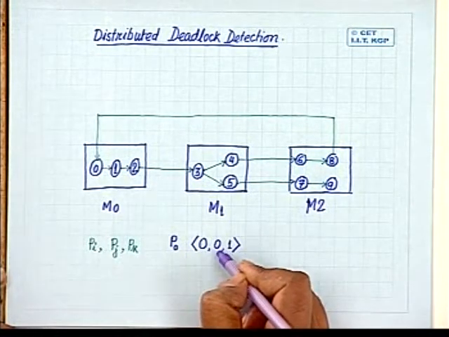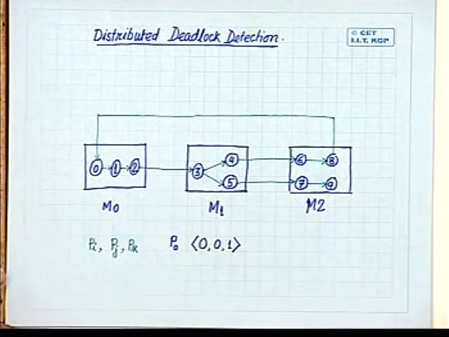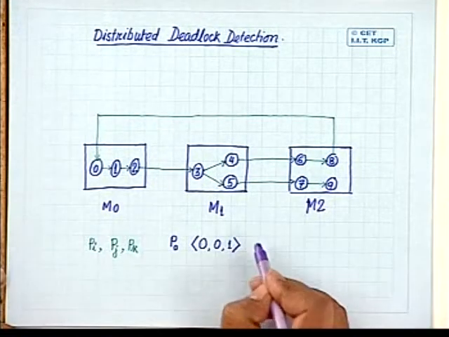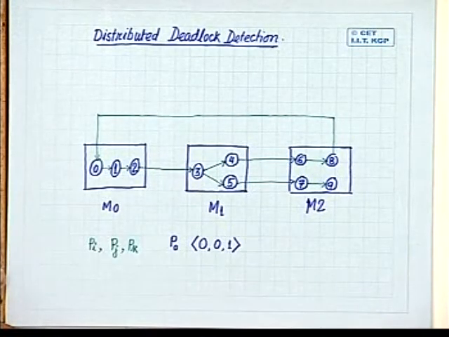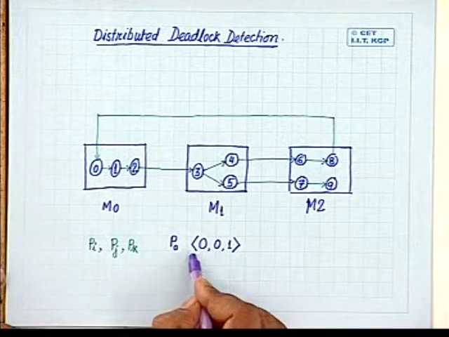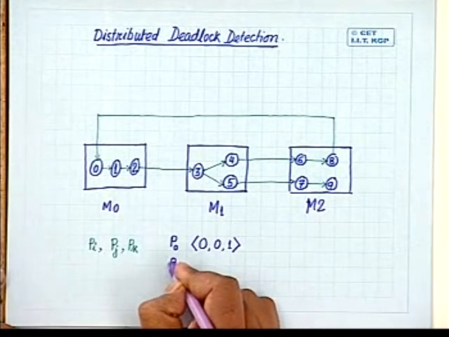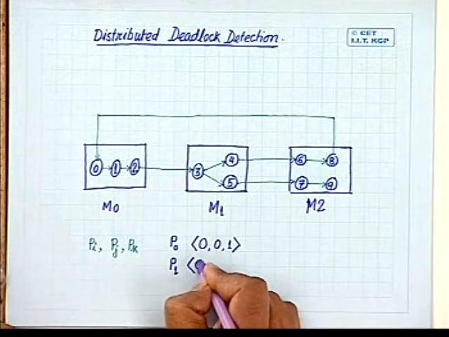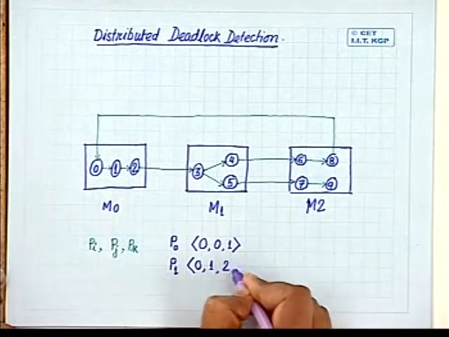Now the second component becomes the identification number of process 1 itself because it is generating the modified message, and the third component is the identification number of the process to which this modified message is to be sent. So on receiving this message from process P0, process P1 will generate the modified message. The modified message will be 0, 1, and 2.